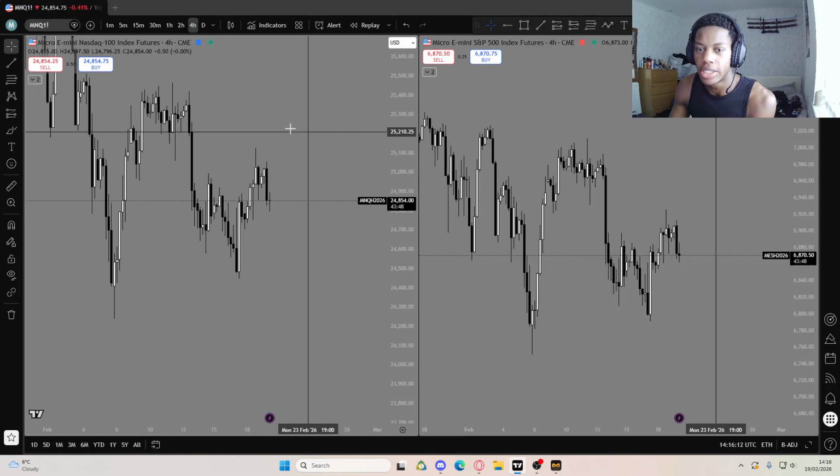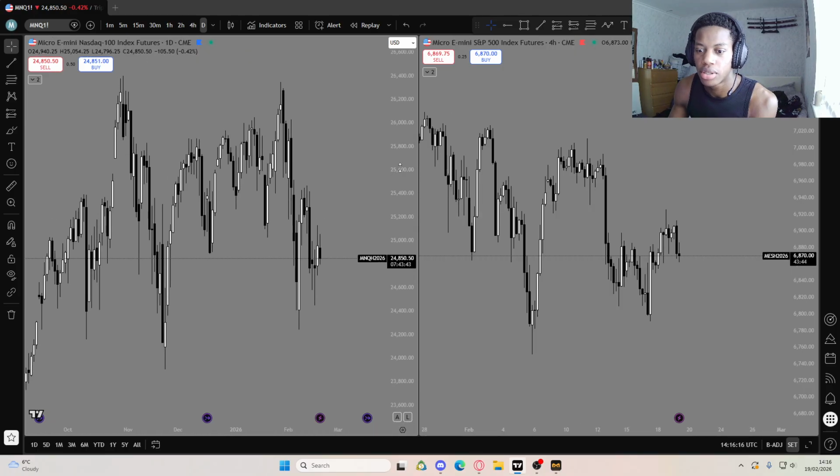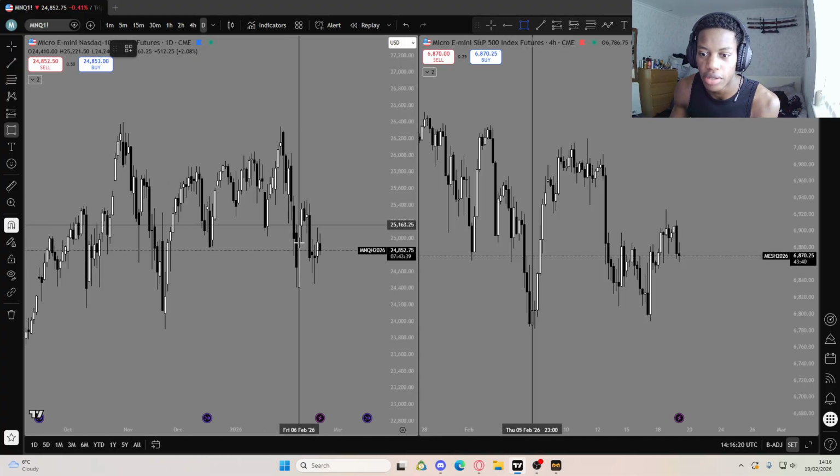Let's do some market analysis. Starting off on the daily time frame, we are bearish. Respecting this daily fair value gap here.